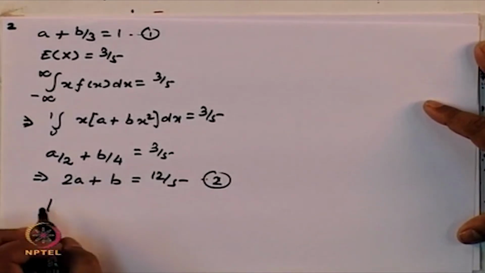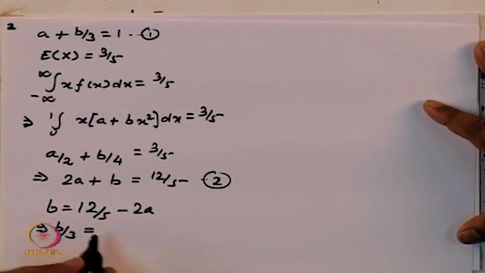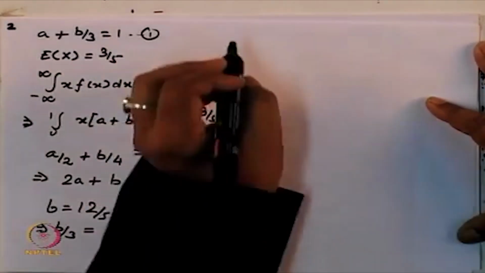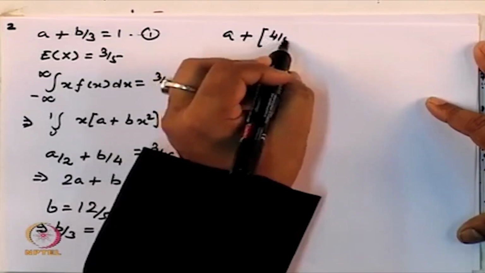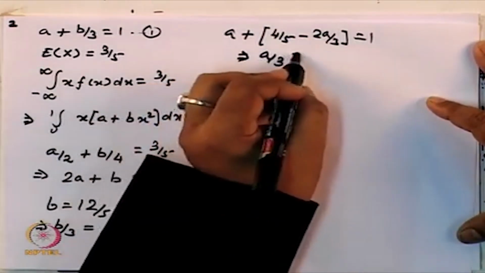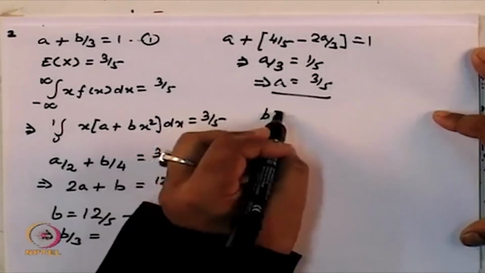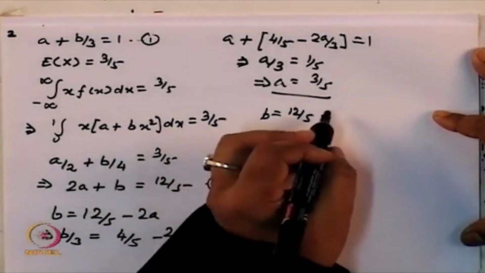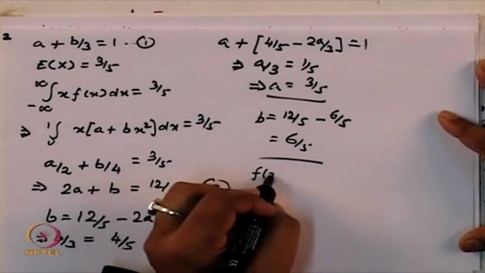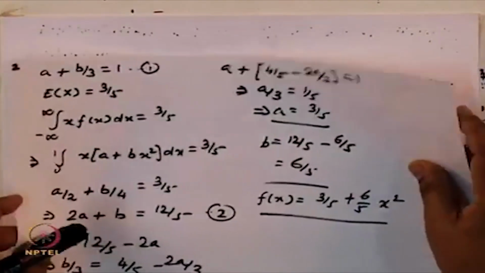From this equation I can write b is equal to 12 by 5 minus 2a, implying b by 3 equal to 4 by 5 minus 2a by 3, and if we plug this value in equation 1, then we have a plus 4 by 5 minus 2a by 3 equal to 1, implying a by 3 equal to 1 by 5, a is 3 by 5. So then b becomes 6 by 5. Thus f x becomes 3 by 5 plus 6 by 5 into x square.